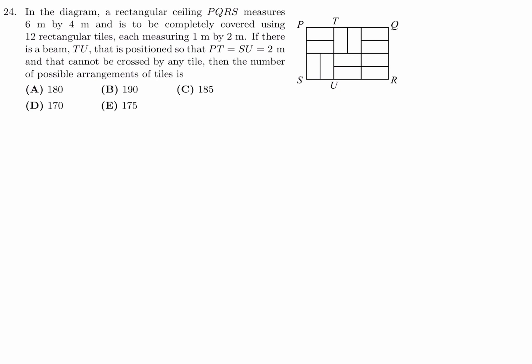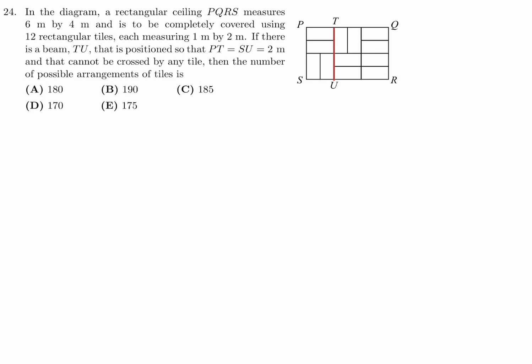So what they are saying is that there is this beam that I will draw here, TU, like that. And we can't cross it. So we can't draw any tile that would lie across it like that. We've got to basically treat this as two compartments. One compartment here and one compartment here. And figure out how many different arrangements we have for each compartment.